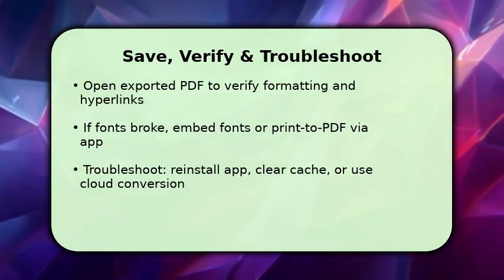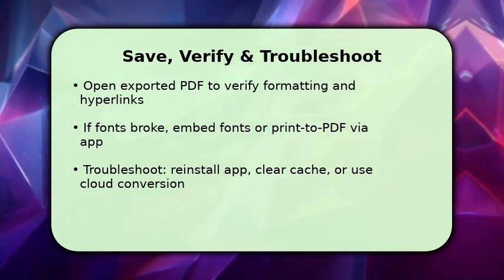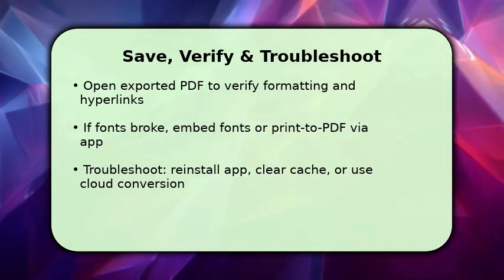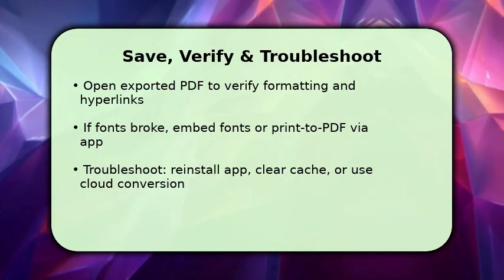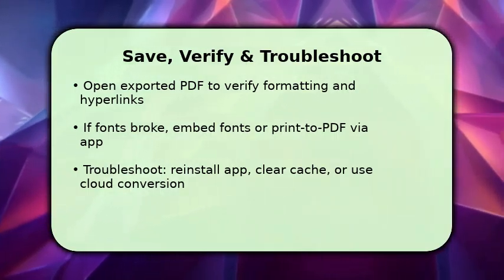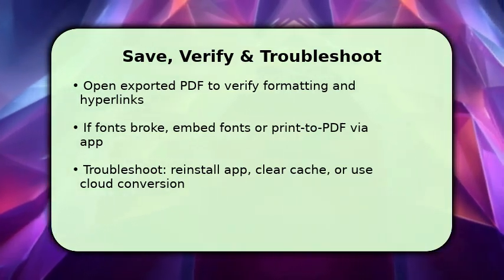correctly. If text shifts or fonts are missing, re-export embedding fonts or use the Print to PDF option, which flattens layout. When issues persist, clear the app cache, reinstall the app, or upload the file to a reliable cloud converter and download the PDF. Keep the original Word copy until you've verified the PDF is perfect, then delete redundancies.